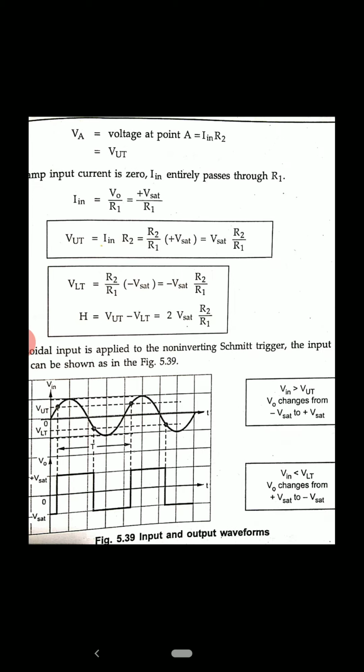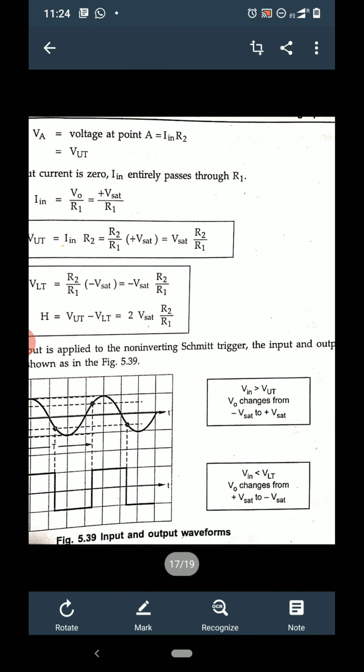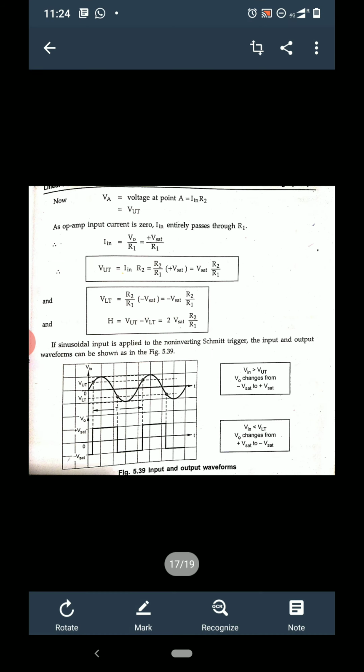This is the study of the non-inverting type of Schmitt trigger. These two Schmitt triggers are very important from your examination point of view. So therefore I am putting more time over here. You may always expect one 10 or 12 marks question in your external exams. Okay. Now you go through these problems.